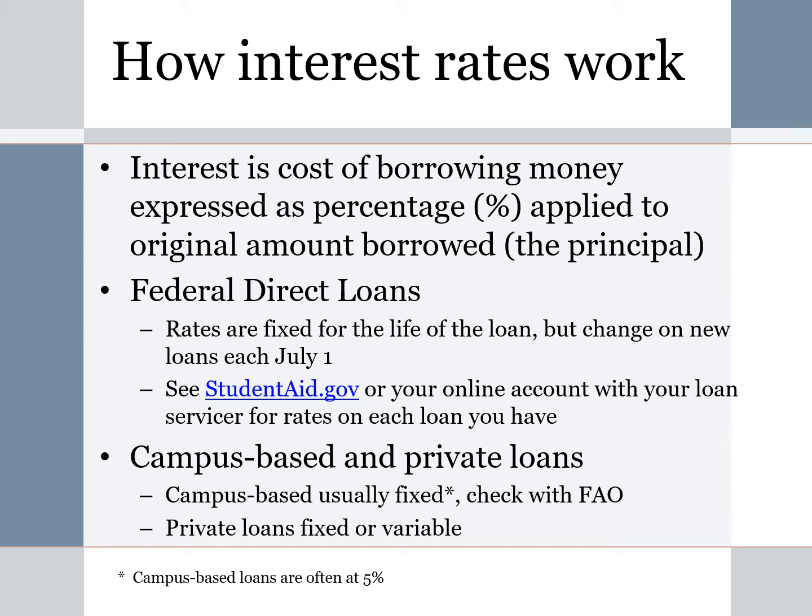Campus-based loans and private loans. For campus-based loans, the rates are usually fixed, sometimes at 5%. If you're not sure, you can check with your financial aid office. Private loans tend to have fixed or variable rates. You can always check the disclosure statement for your loans to see what the interest rate is.